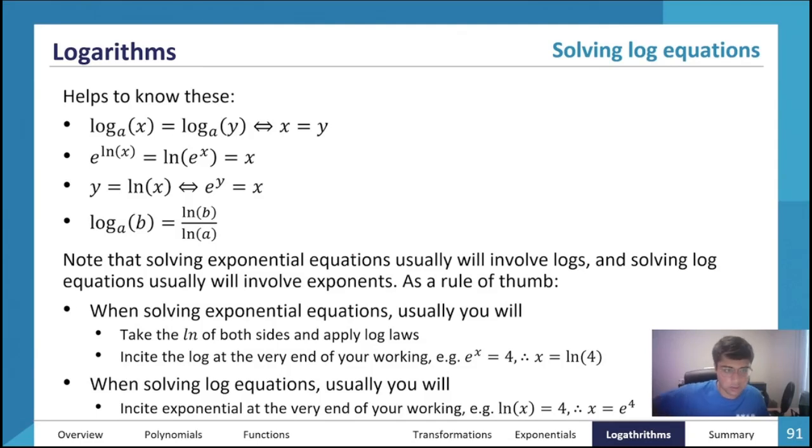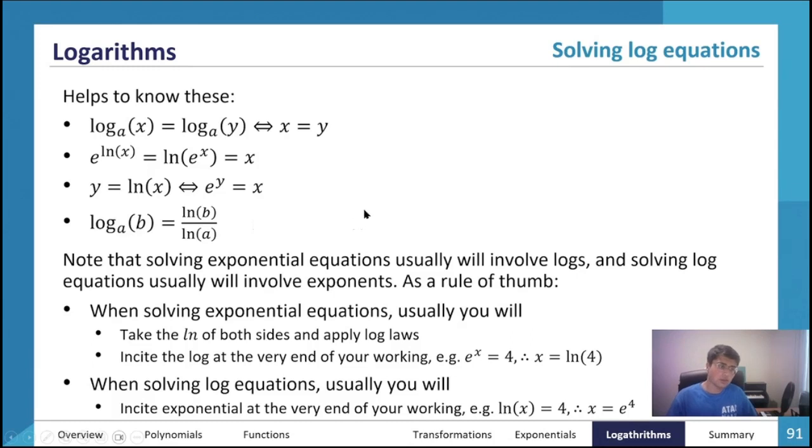When it comes to solving logarithm equations, these are the tricks that I found myself using the most. The logarithm of one number, if it's equal to the logarithm of another variable, then you can equate those variables. The property of inverse functions that we looked at earlier, e to the ln of x is equal to the ln of e to the x equals x. That's very important. Using the definition of the natural log, so y equals natural log of x, that implies that e to the y is equal to x. And then we've got this last one here, which is called the change of base rule. It allows you to change the base from a to, in this case, the natural log, which is e.